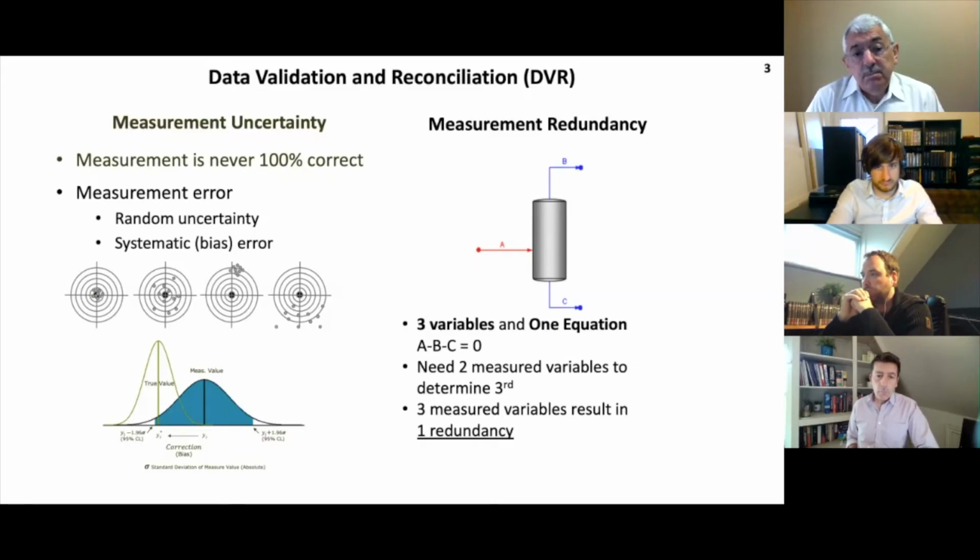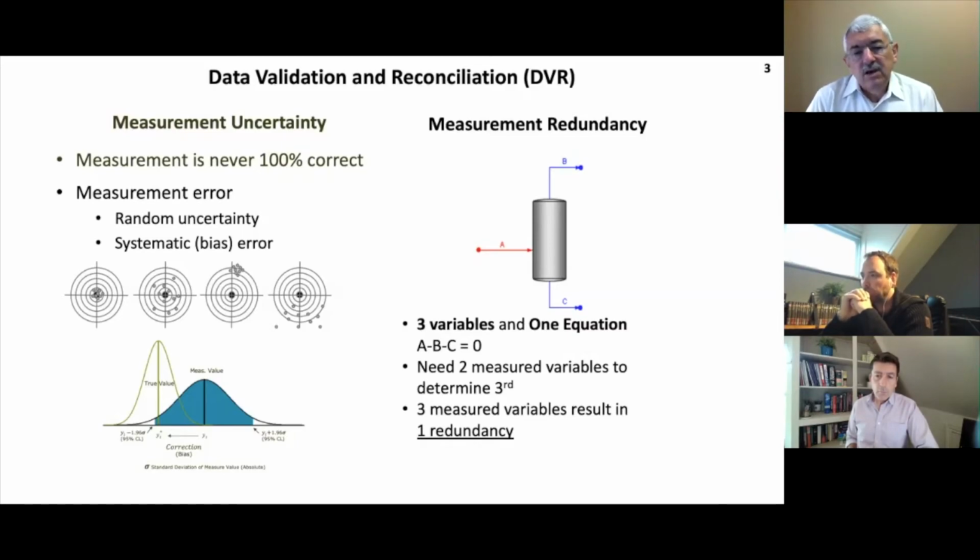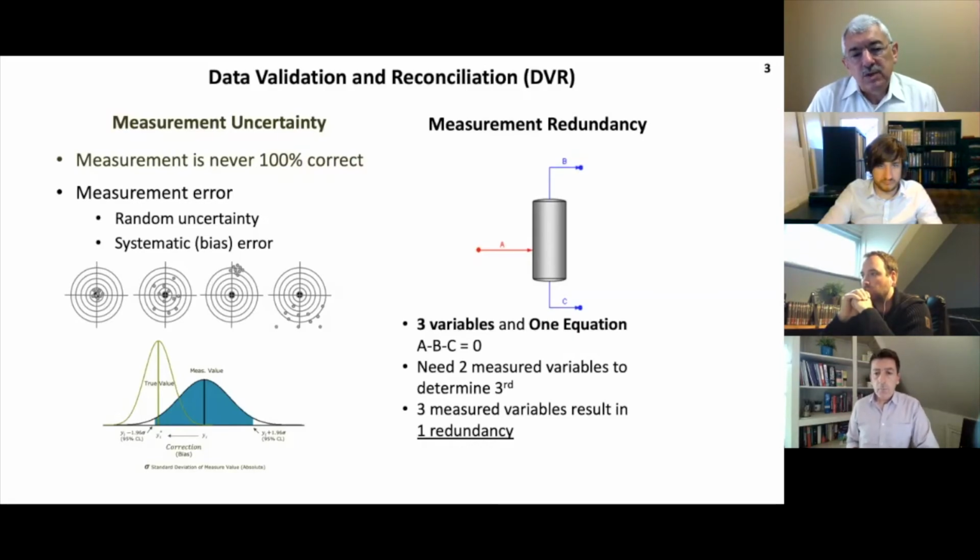So if we have C, B, and A, then the system is over-defined and we have one redundancy in this case, as opposed to not having a third measurement, measurement C. Then in this case, we have A and B, and we subtract B from A to arrive at C using that balance equation.